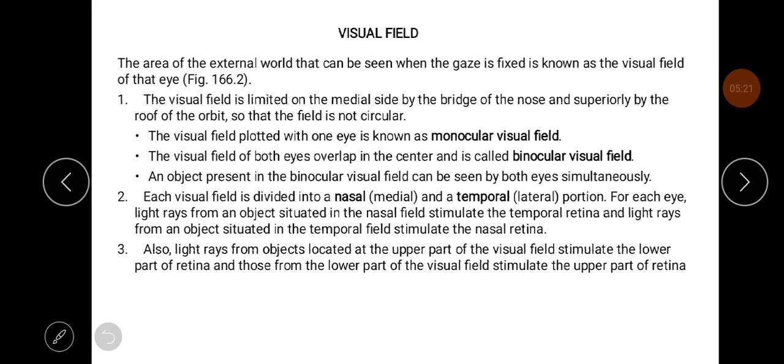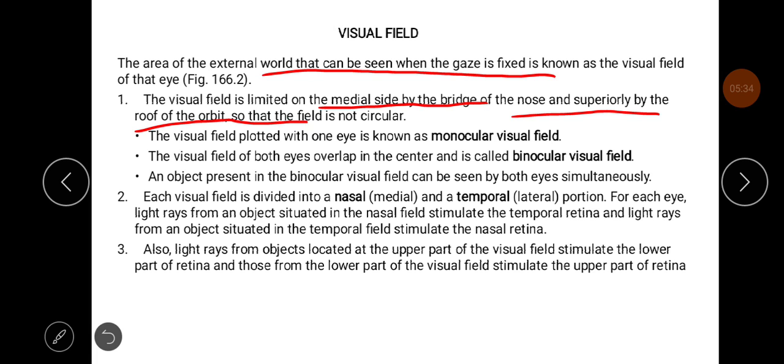Visual field is the area of the external world that can be seen when gaze is fixed. The visual field is limited on the medial side by the bridge of the nose, and superiorly by the roof of the orbit. So the field is not circular. The visual field plotted with one eye is known as the monocular visual field. The visual fields of both eyes overlap in the center and this is called the binocular visual field. An object present in the binocular visual field can be seen by both the eyes simultaneously.